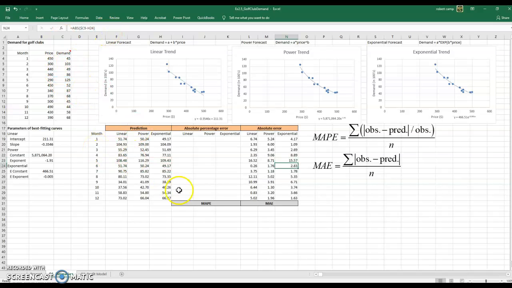Okay, so that's all set up here. And so now we do the mean absolute error. How do we do that? Equals average, and we're just going to average up all the absolute errors.